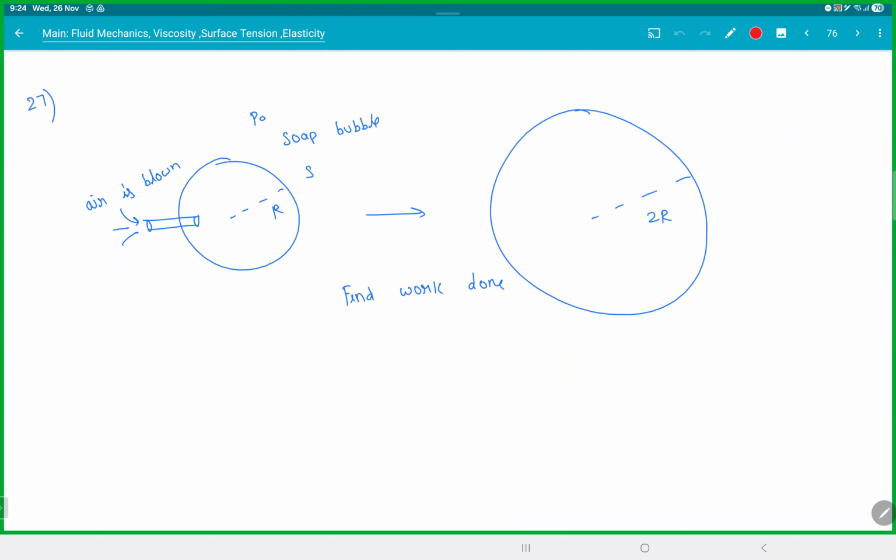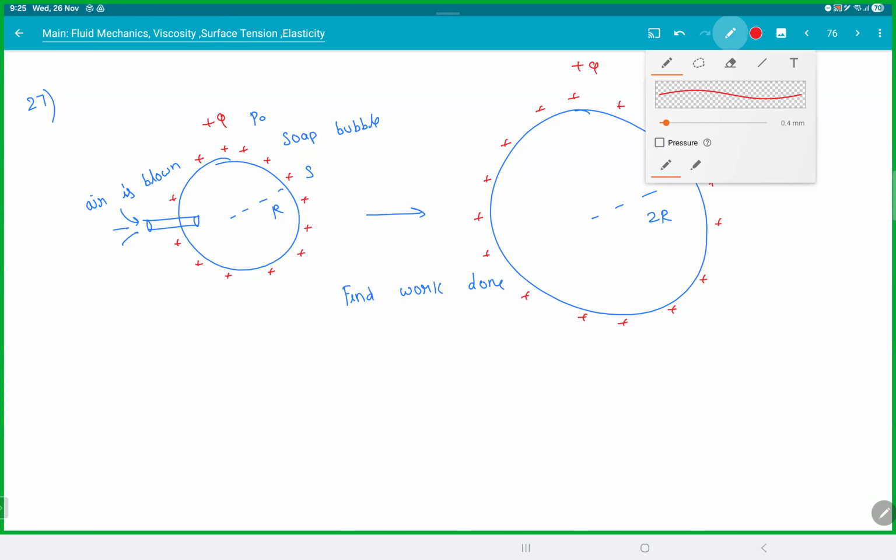So see, we have a soap bubble, right? Let's do something more for this. Let's add a charge also. So we have a soap bubble which is charged. Charge is plus Q. Initially radius was R. Then you kept a pipe inside and you started blowing air, and this guy became 2R radius. Find the work done by the external force. Outside pressure was P naught. Surface tension is S.